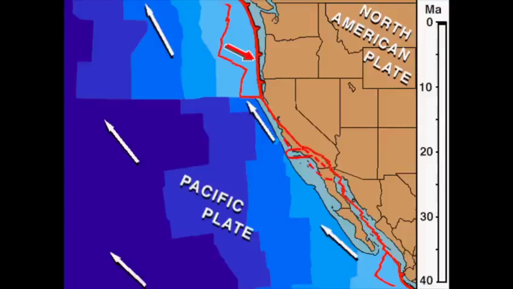With reference to North America, the Pacific plate is moving to the northwest, and the direction the Juan de Fuca plate is moving with respect to North America is the combination of these two vectors.